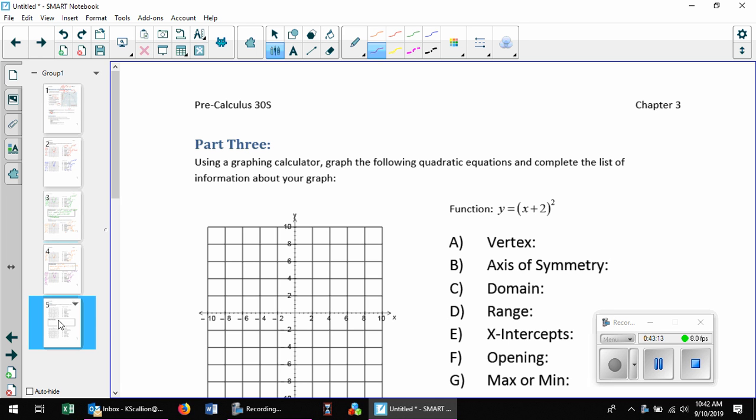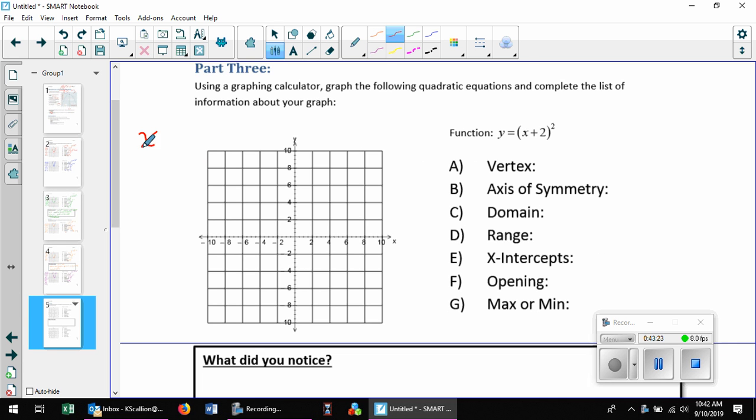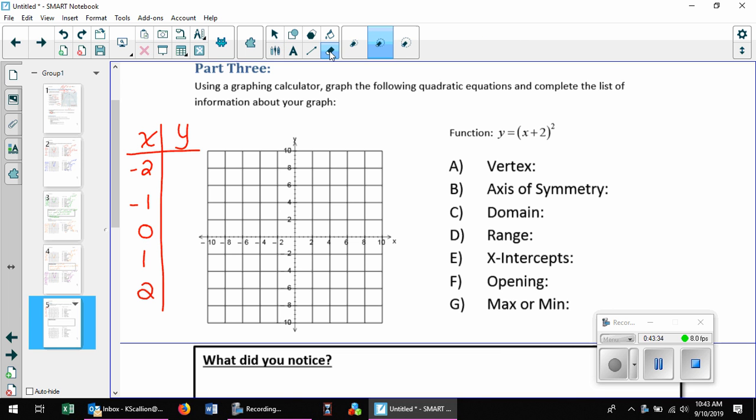One more. 2 more. So 1 more for this section. I'm trying to make it better. All right, so I'm going to pick my table of values. I've got negative 2, negative 1, 0, 1, 2. Okay, I'm going to ruin the fun for you for a second.